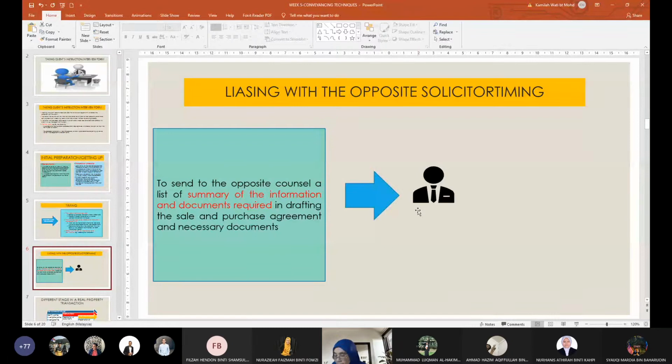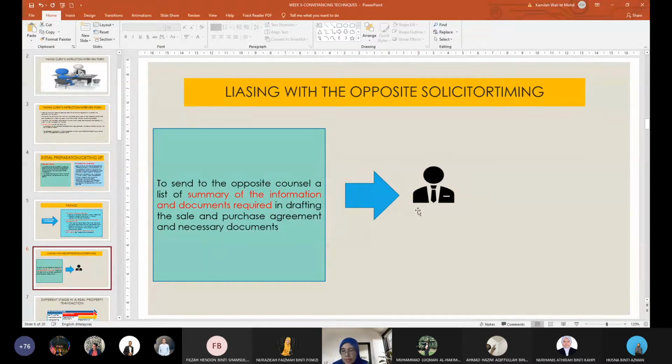Ada soalan? Ya? Minta maaf, saya confused. Solicitor untuk vendor dan purchaser adalah solicitor yang sama? Tak. Dia solicitor untuk sale and purchase transaction ni, dia tak boleh represent two parties.